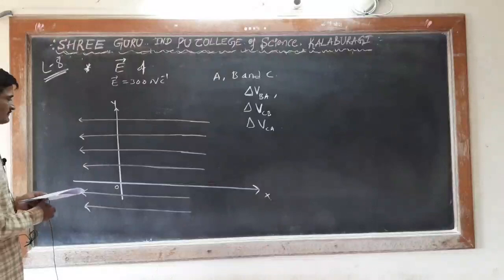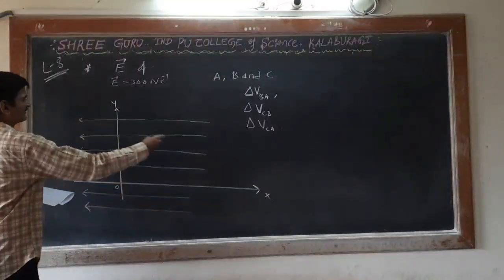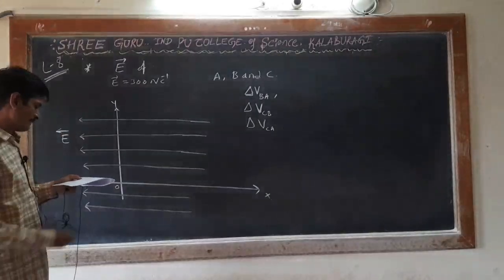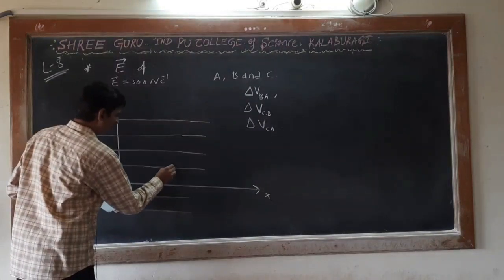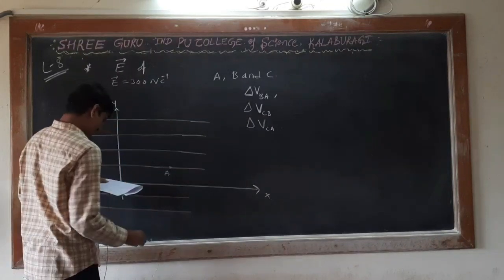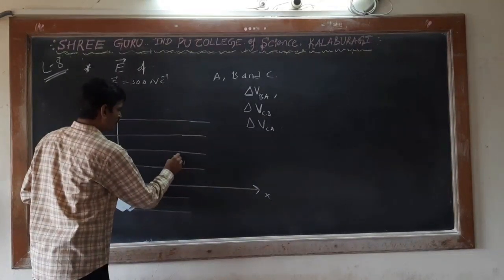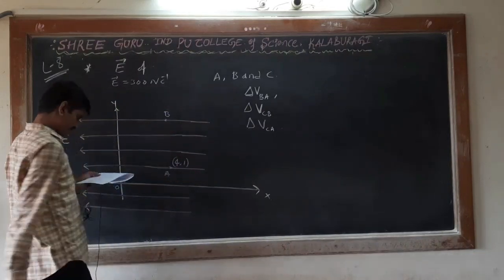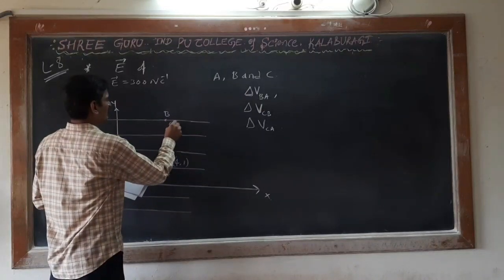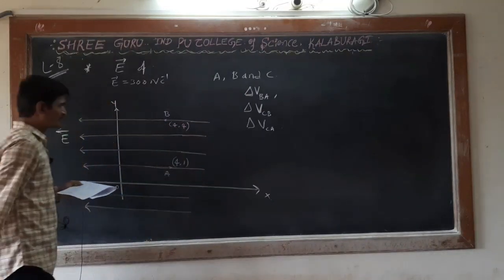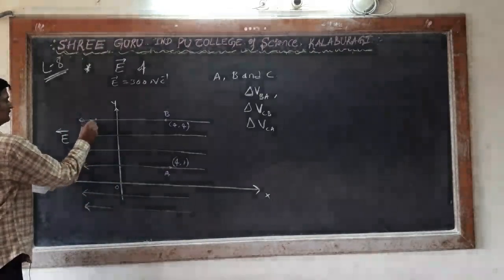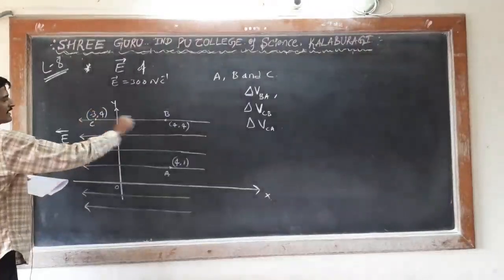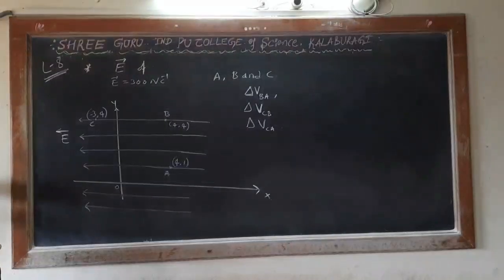Draw this diagram. This is the x-axis and this is the y-axis, and this is the direction of electric field. They have given 3 points. This is point A having the coordinates 4, 1. And this is point B having the coordinates 4, 4. And this is point C having the coordinates -3, 4. Draw the diagram.